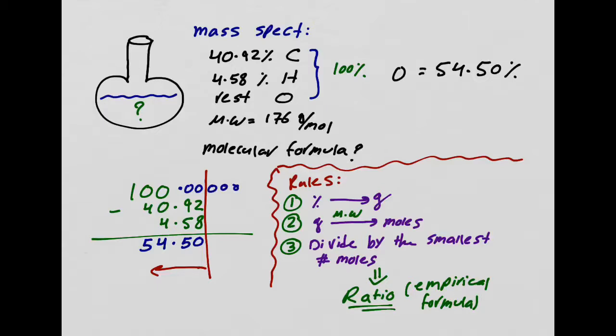Stay with me. Once we do this problem, everything is going to make sense. Ready? Percentage to gram to moles. Divide by the smallest moles, you get a ratio, and that ratio is my empirical formula. Okay? Now here, I have all the percentages. The first thing I need to do, percentage to gram. Now, because percentage is not an amount, it is a ratio, and they all have to add up to 100%, I can take the percentages and turn them into grams.